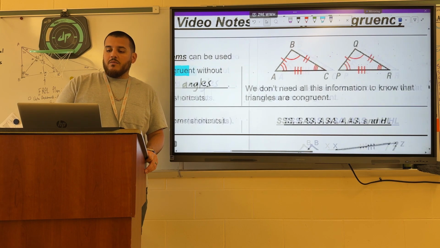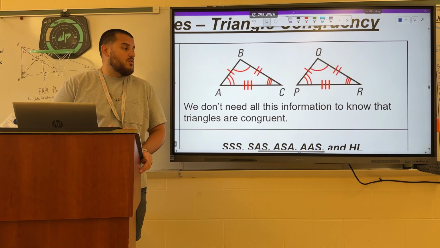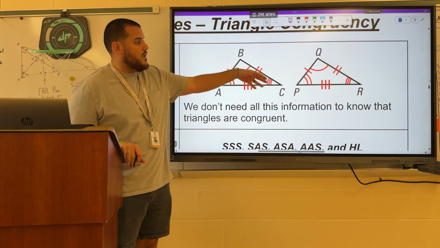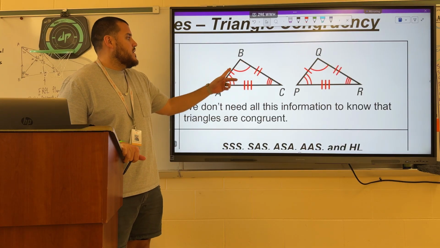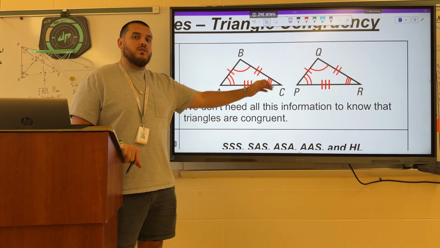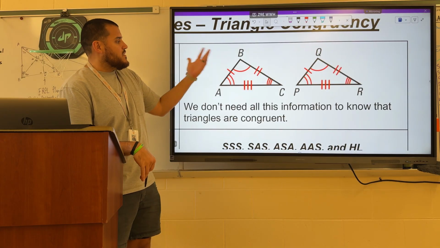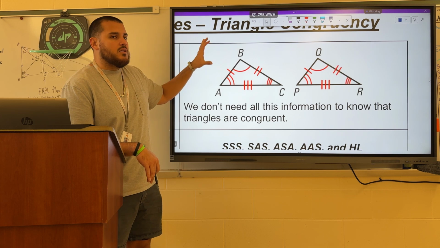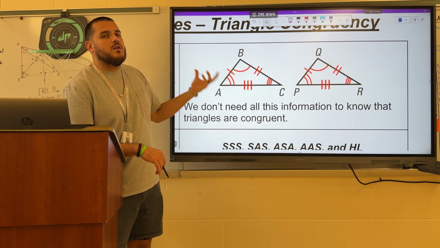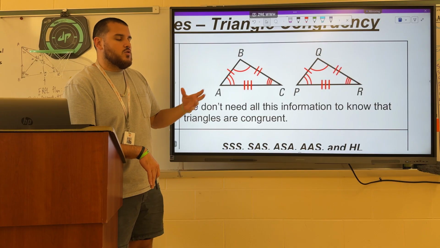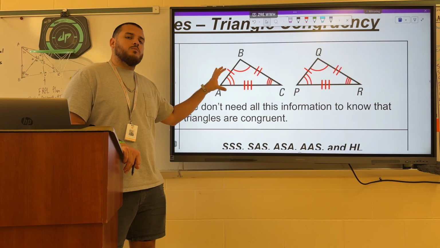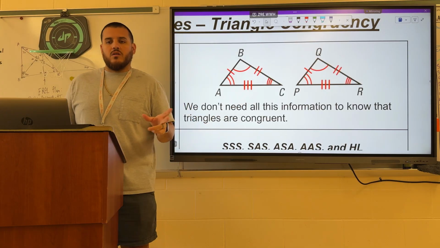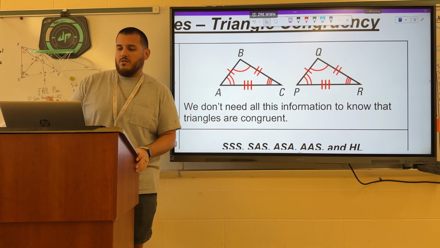Here's an example of the maximum amount of information you can have on your congruent triangles. We see AB congruent to QP and so on for our corresponding sides. Angle B congruent to angle Q, and so on for our corresponding angles. That's all three sides congruent, all three angles congruent. We don't need to know all of this to know that triangles are congruent. There's little shortcuts where if we have just a little bit of information, it's enough to know that the triangles are congruent and equal in measure.